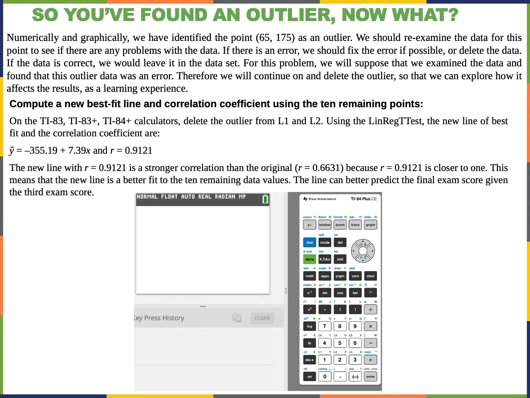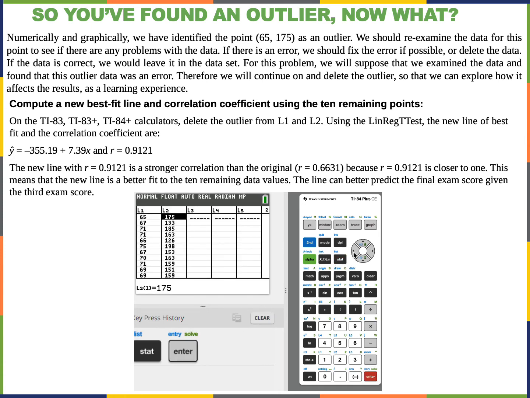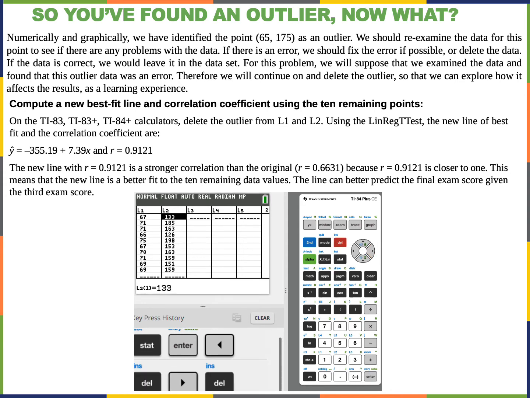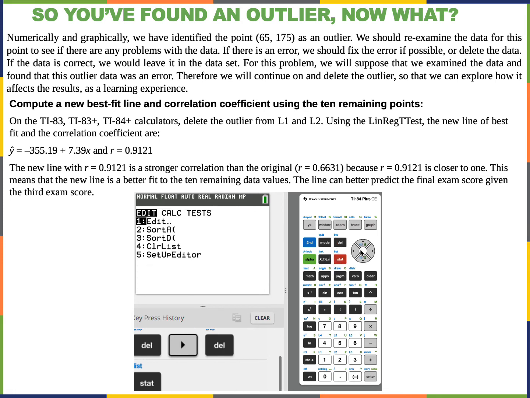Okay, so we've identified this point as an outlier. So now what? We found an outlier, now what? It's right above 2 standard deviations away from the line of best fit. So let's look at the data again. If this was to happen in real life, we look at the data and see if there were any problems, like if there was an error when we collected the data, or if we can fix it, or ultimately we could delete the data. But if the data is correct, we'd leave it.